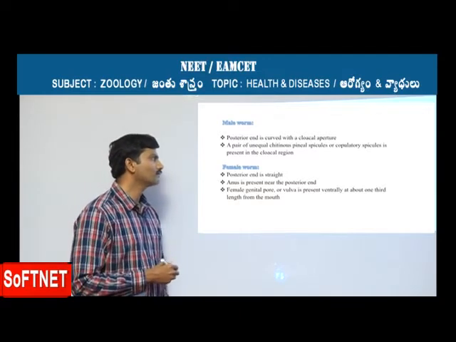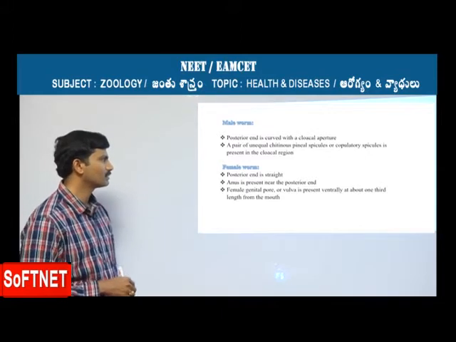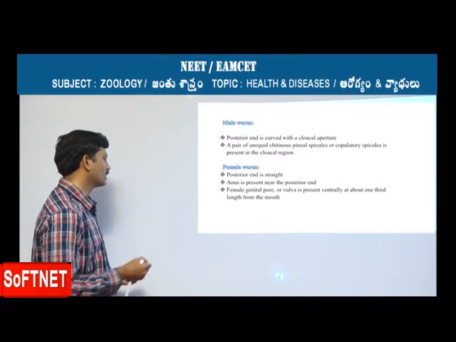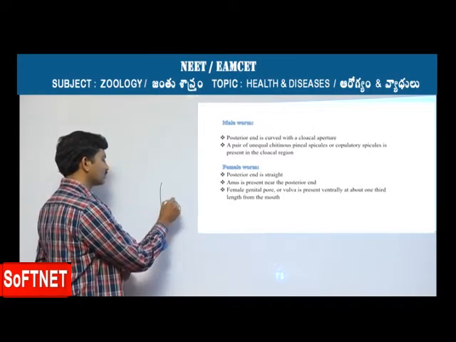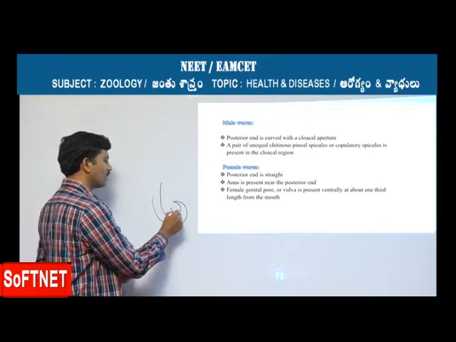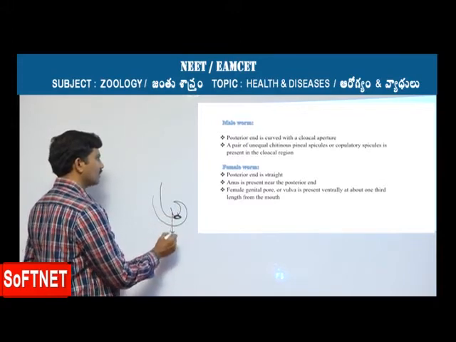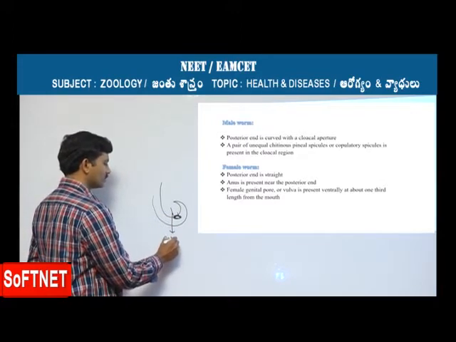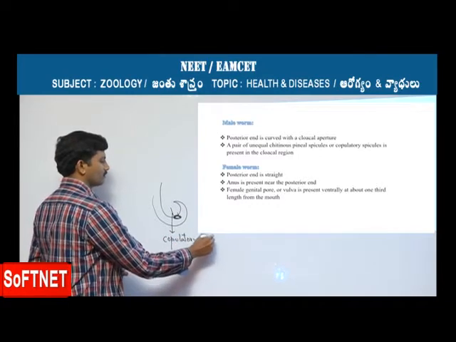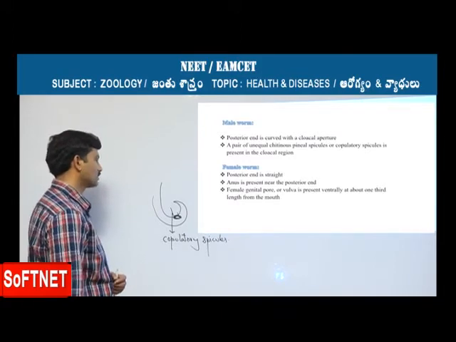A pair of unequal chitinous copulatory spicules is present in the cloacal region. A pair of copulatory spicules is unequal, and like this the posterior end is curved and provided with a cloaca, and an unequal pair of chitinous copulatory spicules are present, which are unequal in their length.